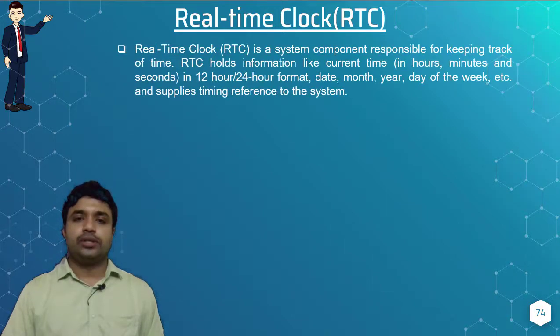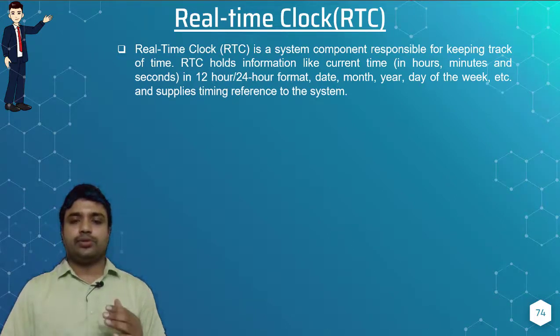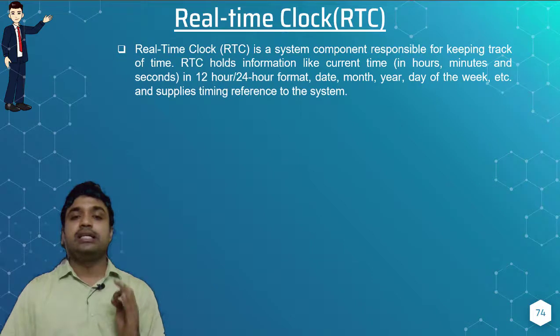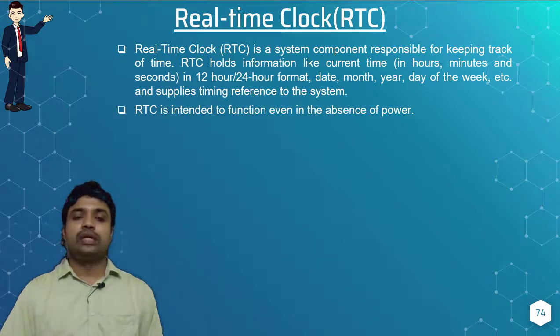So the real-time clock is a system component responsible for keeping track of time. It holds information like the current time in hours, minutes, and seconds, in 12-hour or 24-hour format, with date, month, year, day of the week, etc. All this information is supplied as a timing reference to the system unit, or otherwise your CPU section. So the RTC is intended to function even in the absence of power.